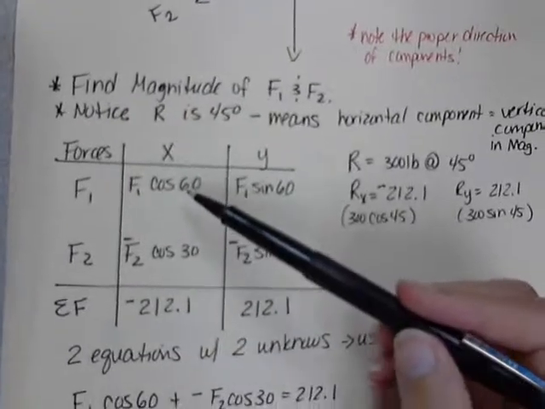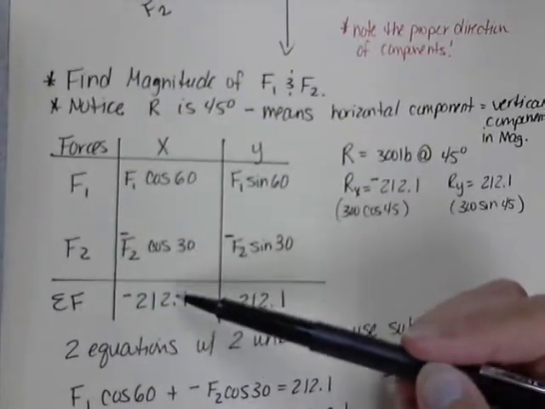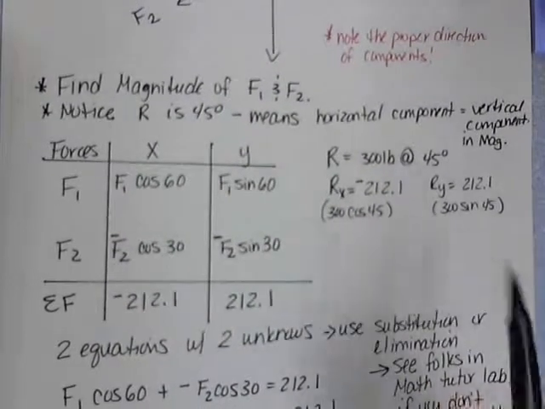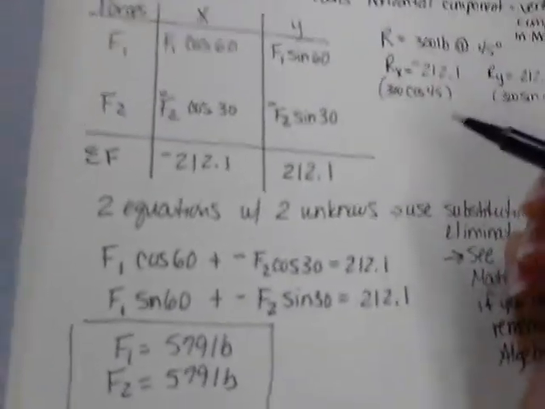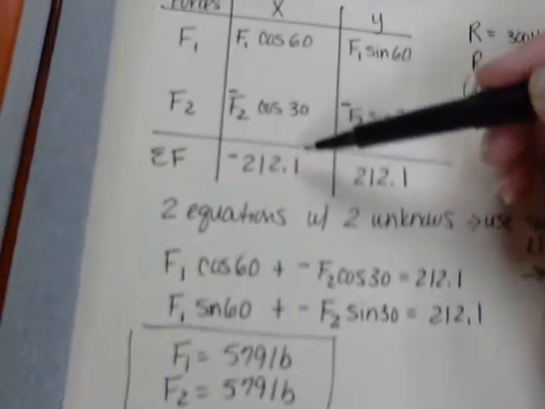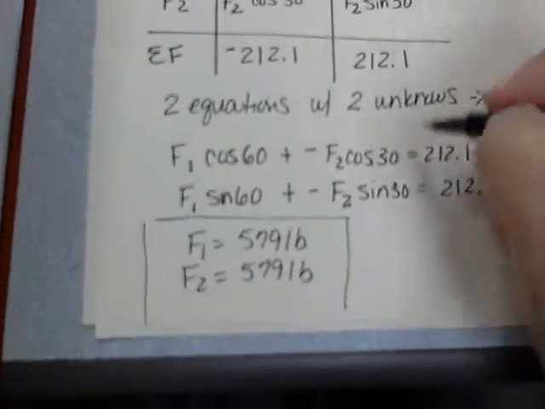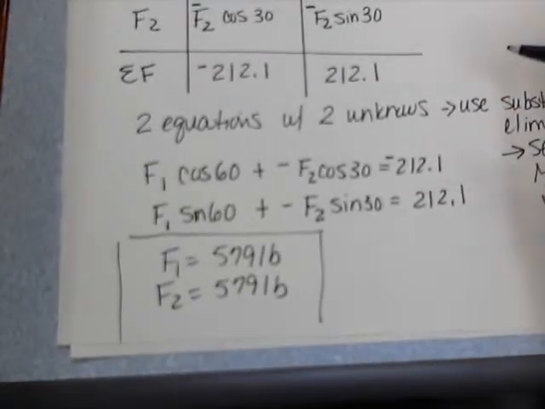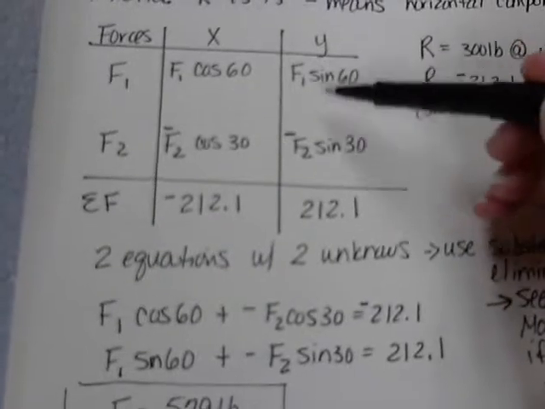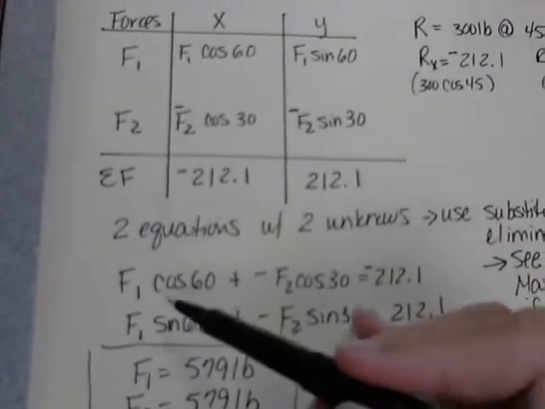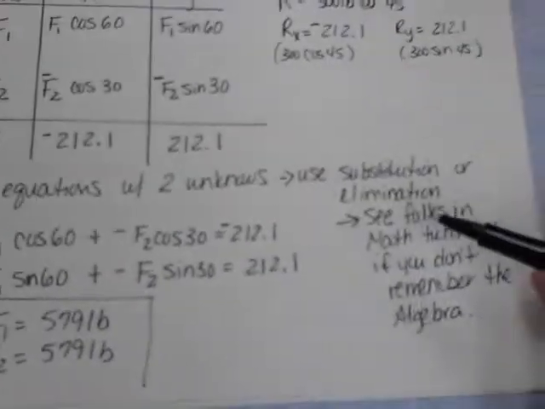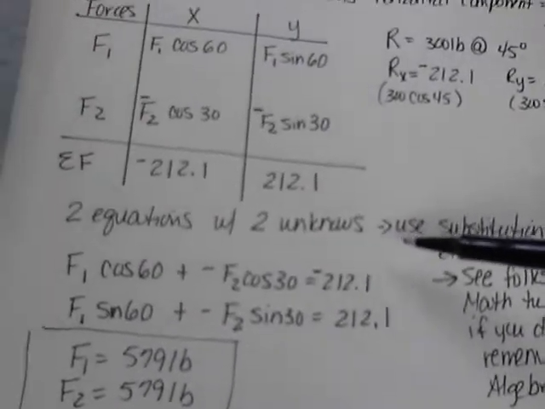Remember, your result is just coming from the sum of your horizontals, and your vertical component is coming from this sum. So if we just write our equations out, we've got F1 cosine of 60, I'm just writing it from these columns right here, plus negative F2 cosine of 30 equals negative 212.1. And then my other equation is coming from the second column right here, where I've got F1 sine of 60 plus negative F2 sine of 30 equals 212.